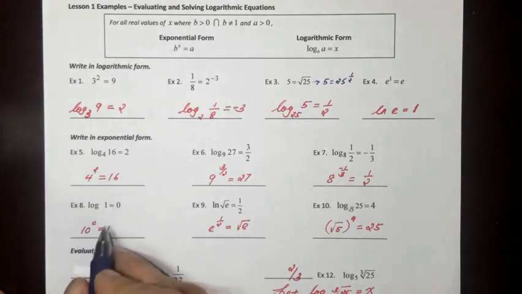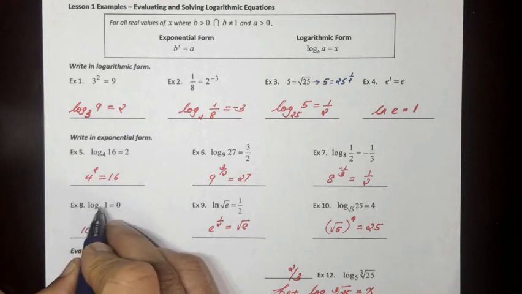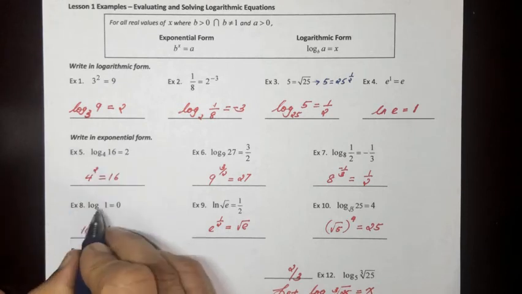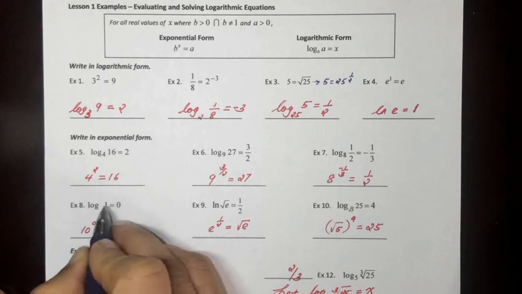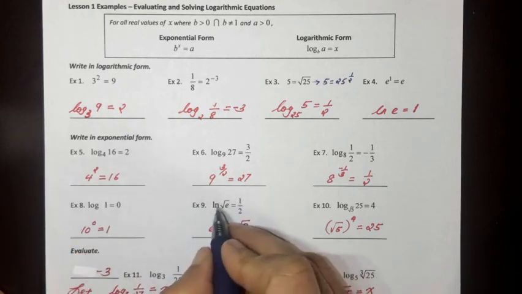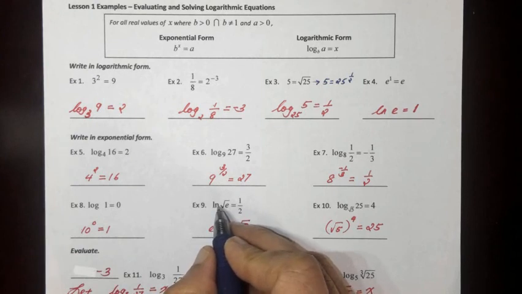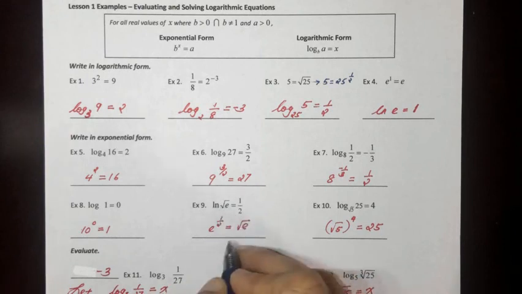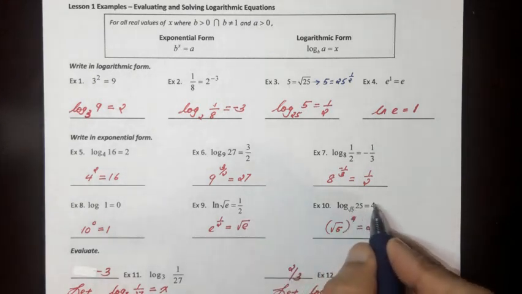And log 1 is equal to 0. So we know if you have a log of a number and no base is given, automatically it is going to be 10. If no base is given on a logarithm, that means it is to the base of 10. So as we did here, 10 to the power of 0 is equal to 1. That's right here. And same thing, if it is a natural logarithm, we do not write the base, but we know the base is e. So e to the power of 1/2 is equal to radical e. Same thing here, radical 5 to the power of 4 is equal to 25.